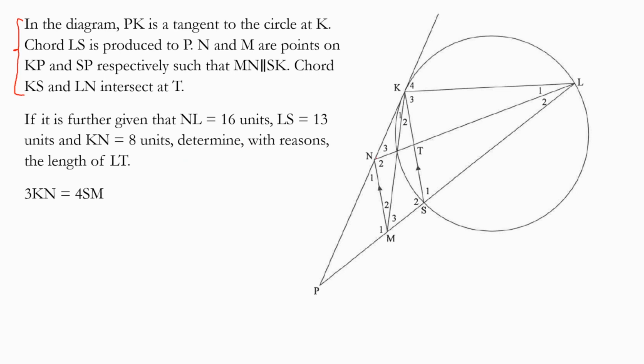Right, so we're given NL. NL is 16 units, and then LS, where's LS? This one. This is 13 units, and then KN is 8 units. It's just out there on its own. Here we have to use our proportionality theorem, but we have this KN here. We'll see. Or we're given this piece of information.